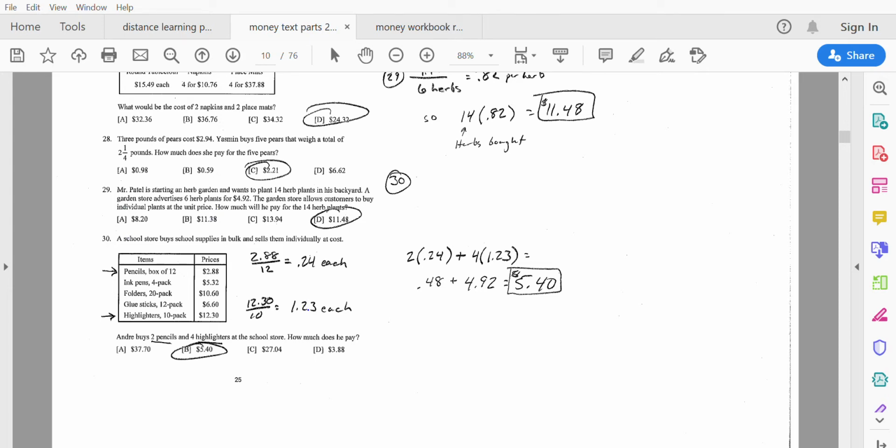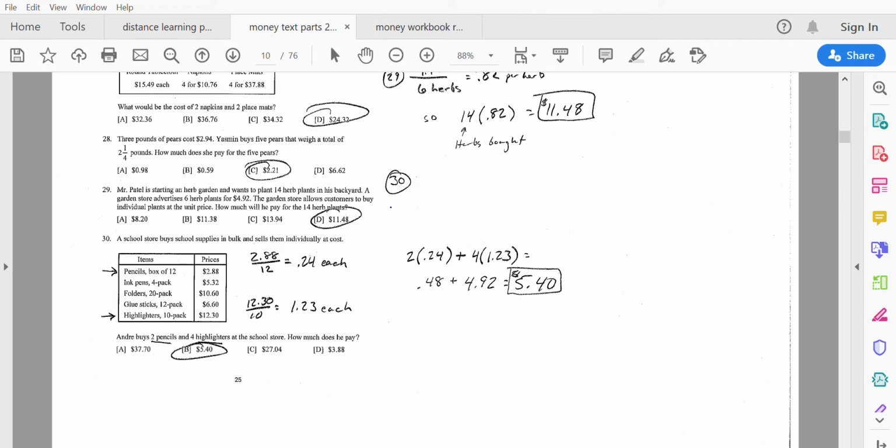Okay. So again, just like some of the problems before, we're going to find the unit price first. So box of pencils, we pay $2.88 and we get 12 in a box. So that comes out to be 24 cents each. The highlighters, we pay $12.30, we get 10 in a box. So that's $1.23 each. Okay.